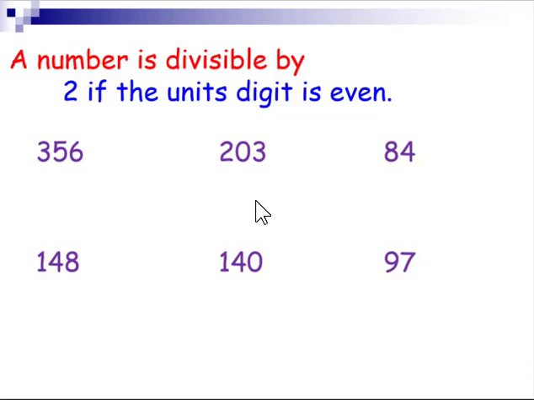You may want to pause the video. Okay, the numbers which are divisible by 2 are 356, 148, 140, 84. 203, we end with the unit digit odd. 97, again, the unit digit is odd.